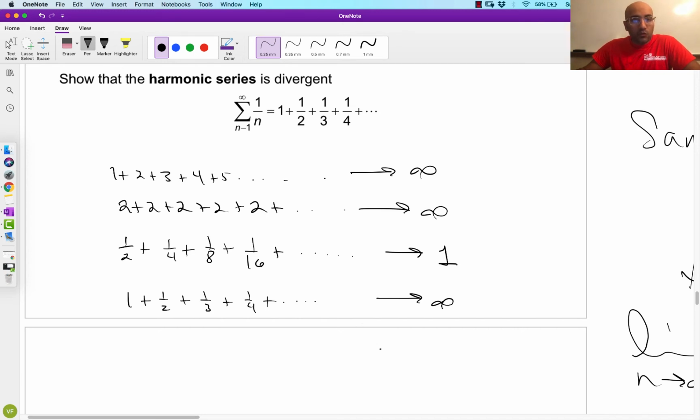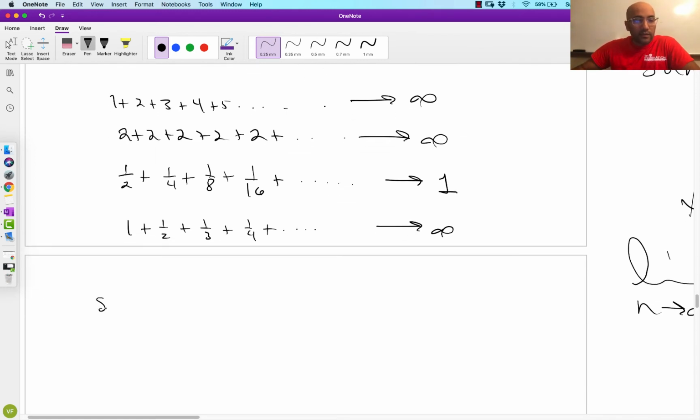Okay, how to show this? Let's look at the partial sums. Okay, so let's create the list of partial sums. Well, S sub 1 is going to be the sum of the first one. That's just 1. S sub 2, that's going to be 1 plus 1/2. That's 2 over 2 plus 1 over 2, which is equal to, oops, sorry, 3 over 2. Okay, then S sub 3 is going to be 1 plus 1/2 plus 1/3.